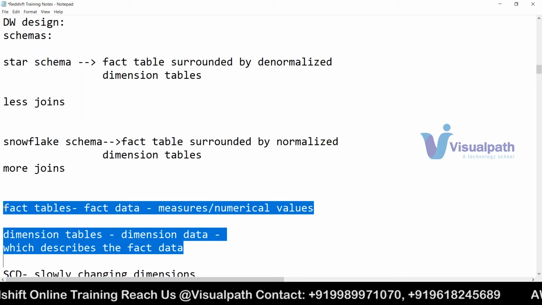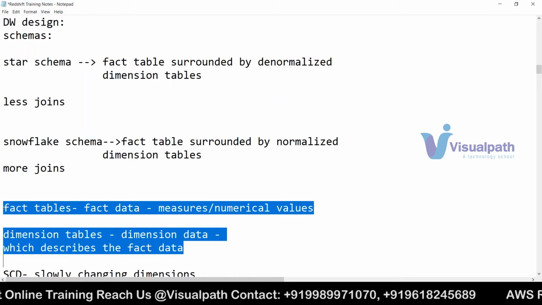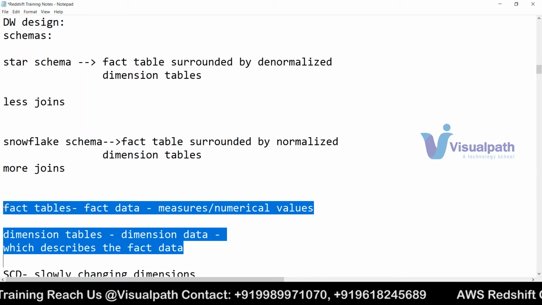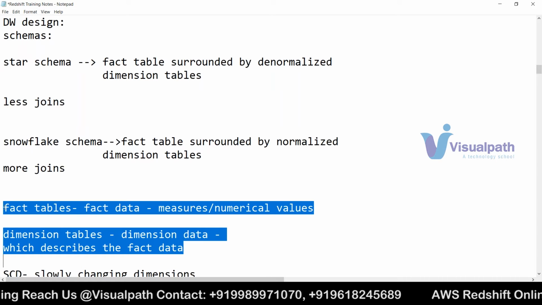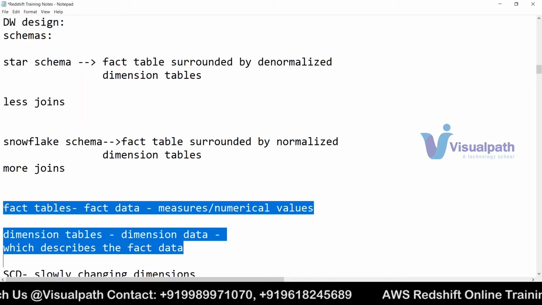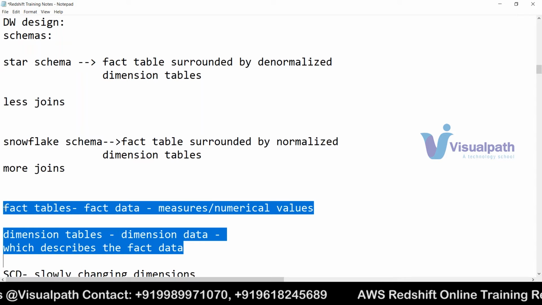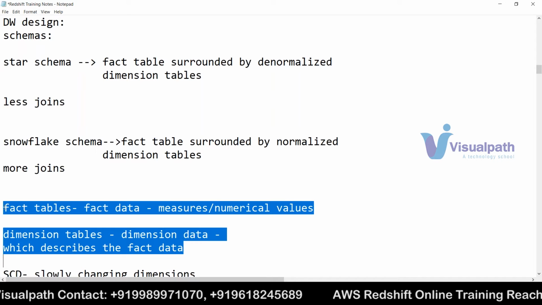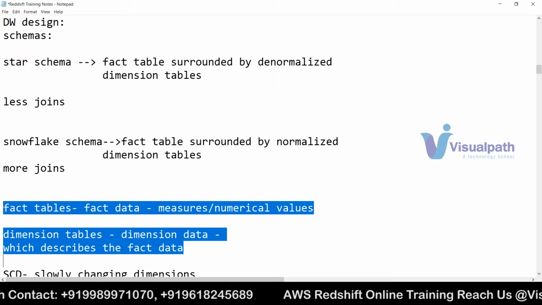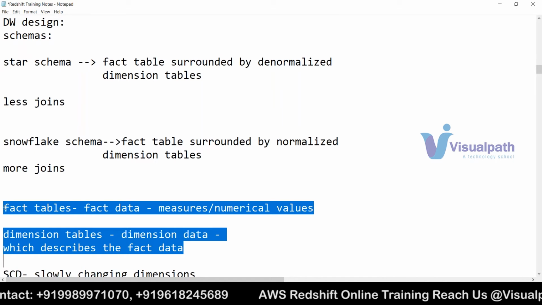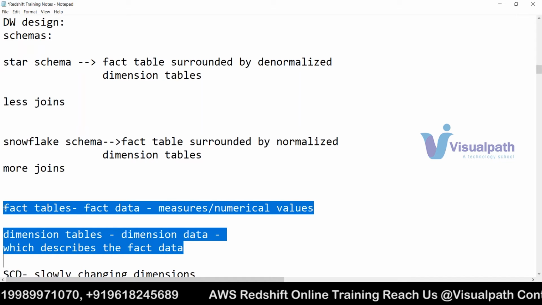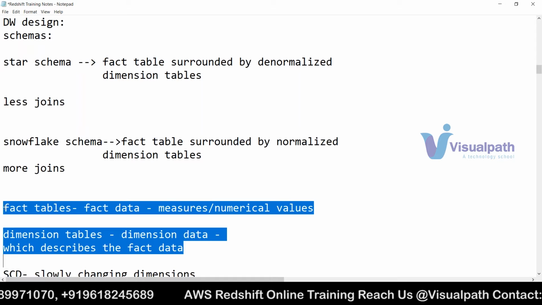That we need to know, and how they decide whether it's a fact table or dimension table based on the nature of the data. In a fact table, all the numerical values or measures will be there. Numerical values means numbers, number data, for example sales, quantity, sale price, total sales. Items sold, all are numbers. So a fact table means a table which holds measures or numerical values. That is called a fact table.